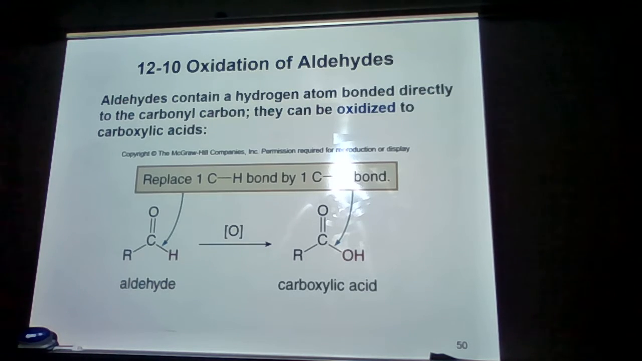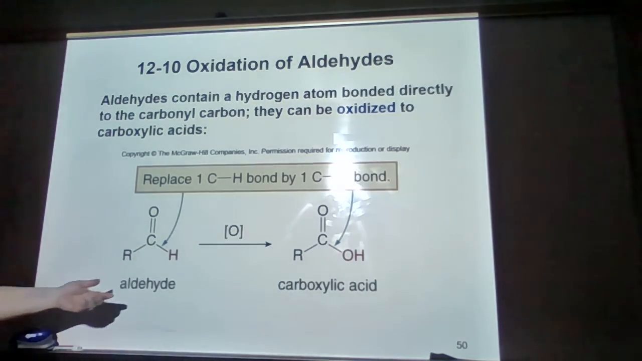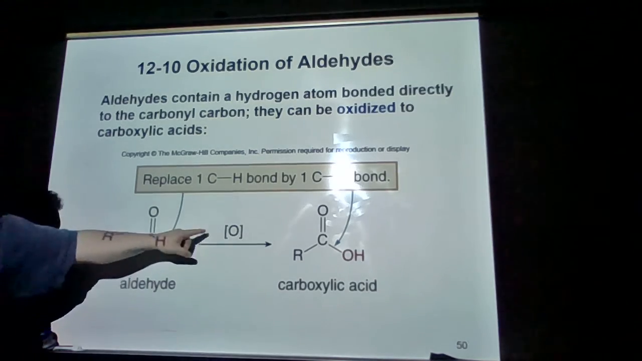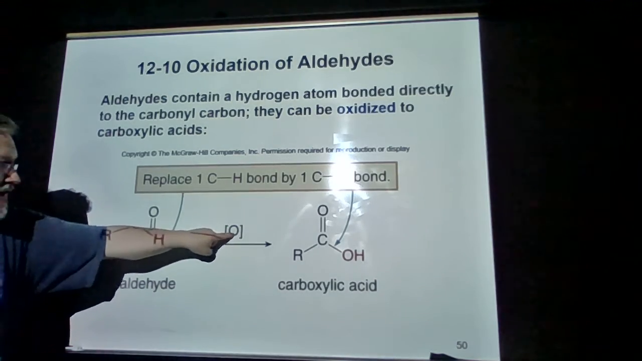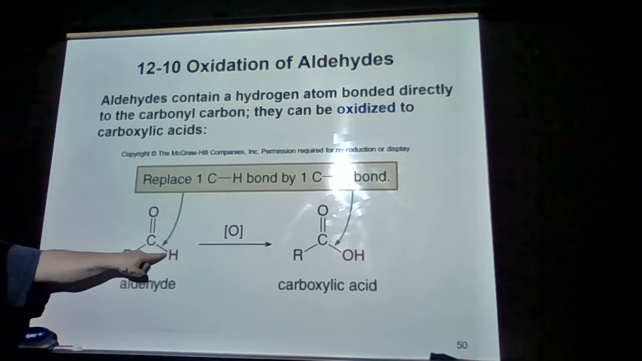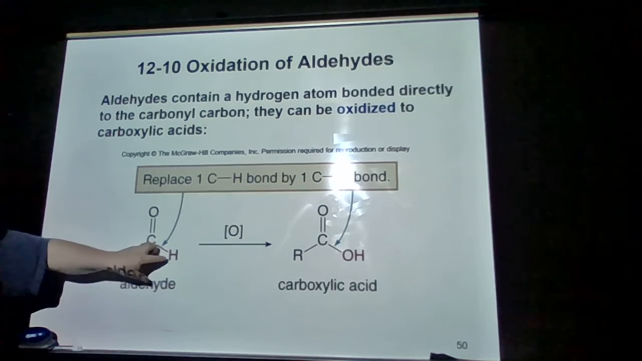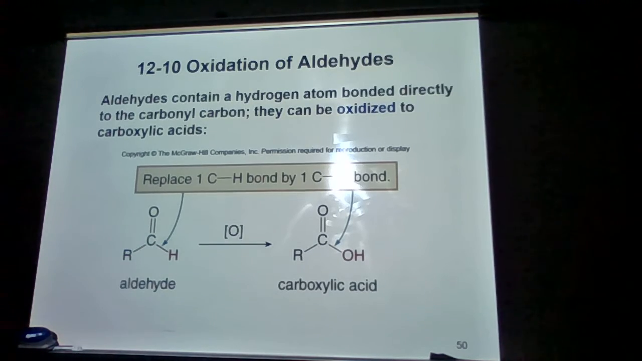Aldehydes. We talked about reduction. We talked about oxidation. We can represent that by the open bracket, capital O, close bracket. Aldehydes contain an oxidizable hydrogen. So this bond can be broken and be replaced with an OH bond. So the aldehyde can be oxidized up to the corresponding carboxylic acid.